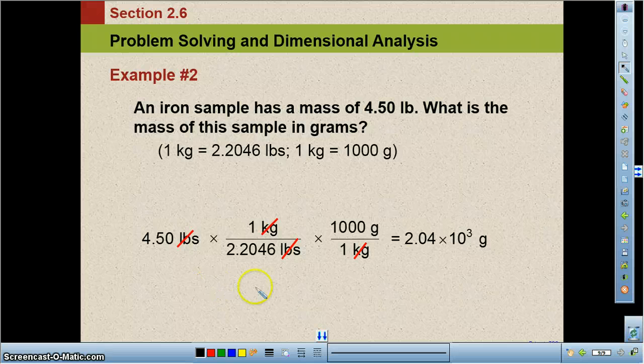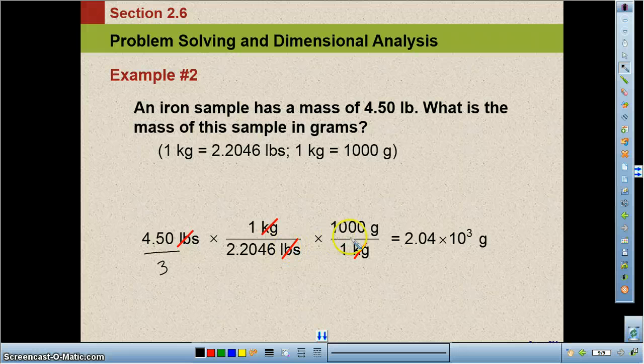Okay, the next question we need to ask ourselves is how many sig figs should we end up with in our answer? So we look at our problem. In our problem, we have 3 sig figs. So we have 4 and 5 because those are both non-zeros. And this 0 is trailing the decimal point and trailing a non-zero, so it's considered a trailing 0. So we have 3 sig figs in our original problem.